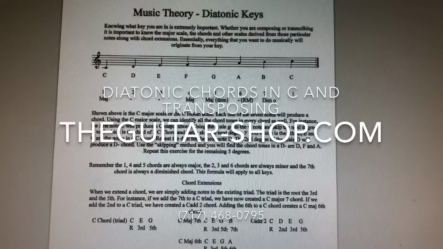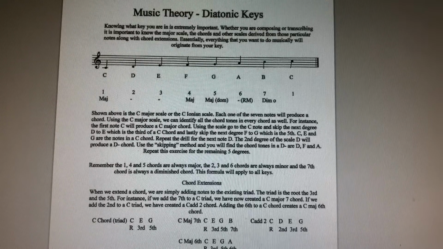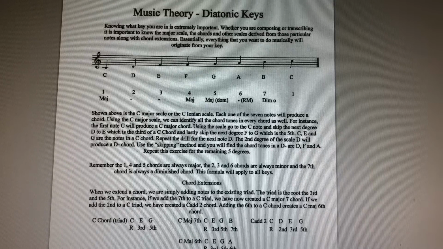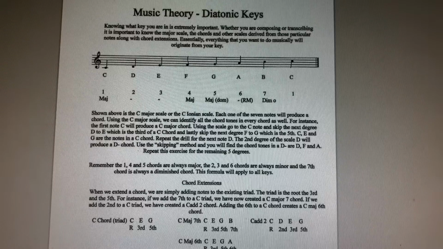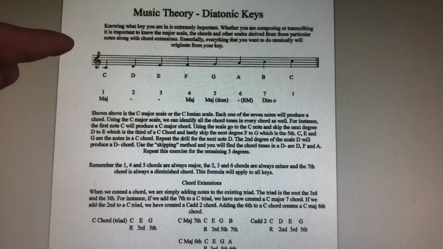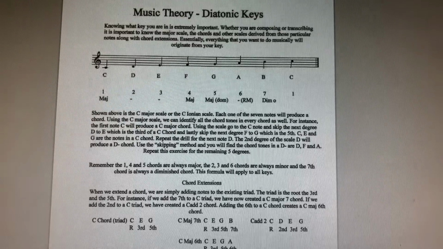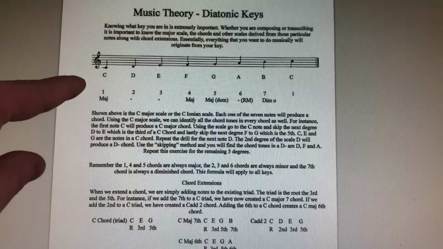Hey guys, let's just go over this sheet real quick just to clear some things up. I sent this in the form of a PDF file. So when we're looking at your keys, as the sheet explains, your major scale, you'll arrive at every chord in that key by looking at the major scale and looking at the individual notes.